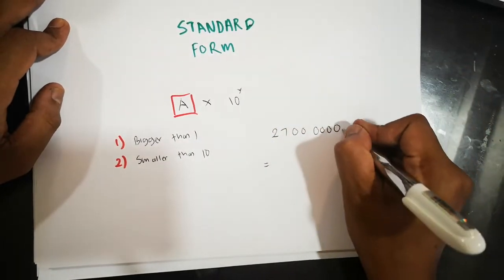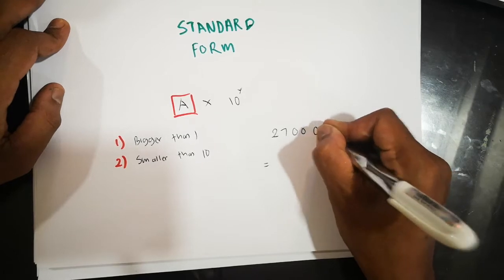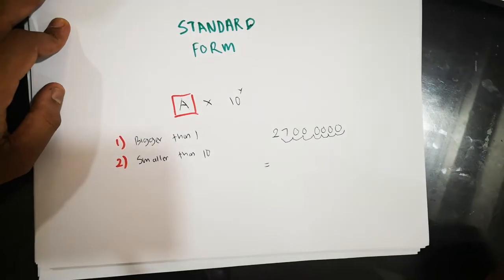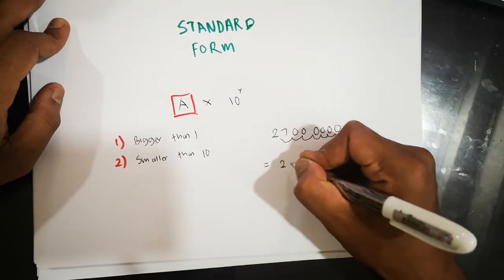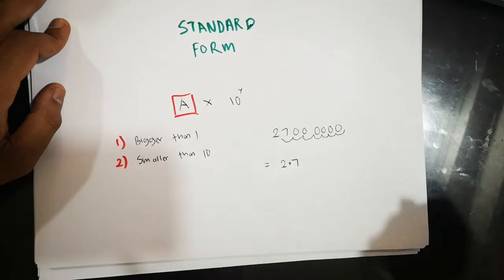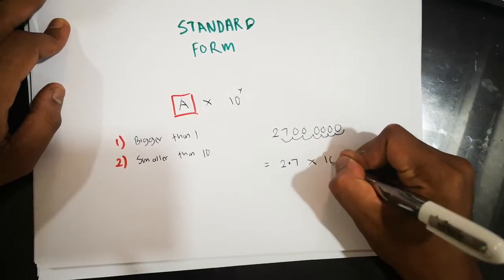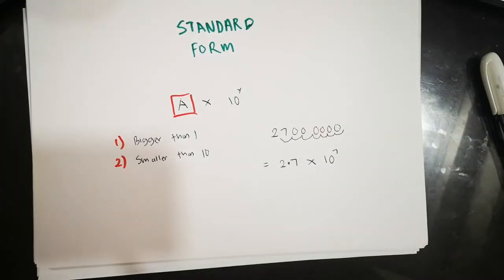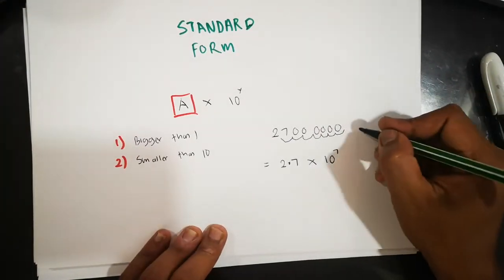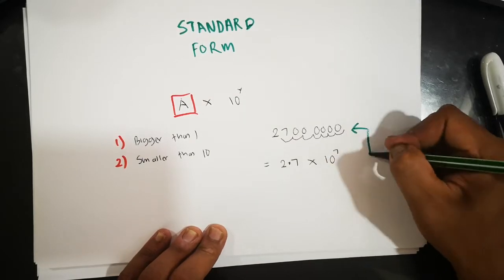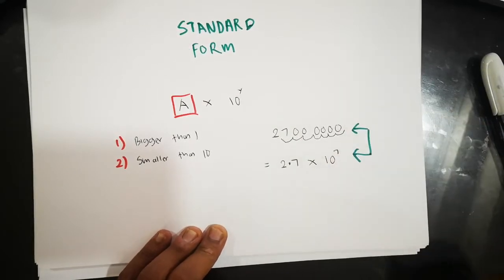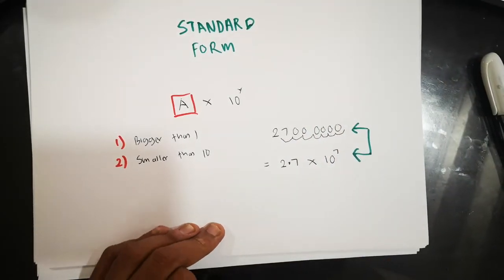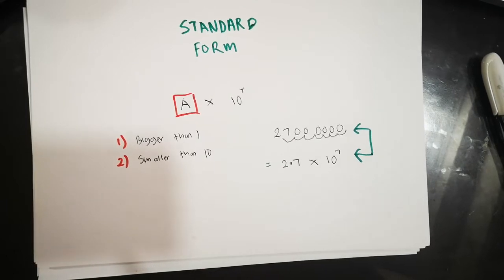So let us count together. 1 2 3 4 5 6 7. Okay, so it's actually 2.7 multiplied by 10 to the power of 7. These two values must be the same. Okay, when you're doing your exam, if you have free time, please double check that these two values are the same. If it's not the same, means your answer is wrong.